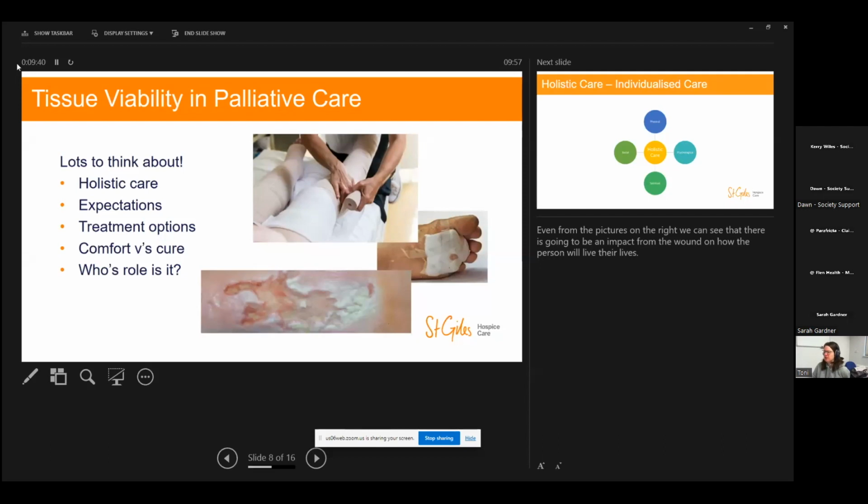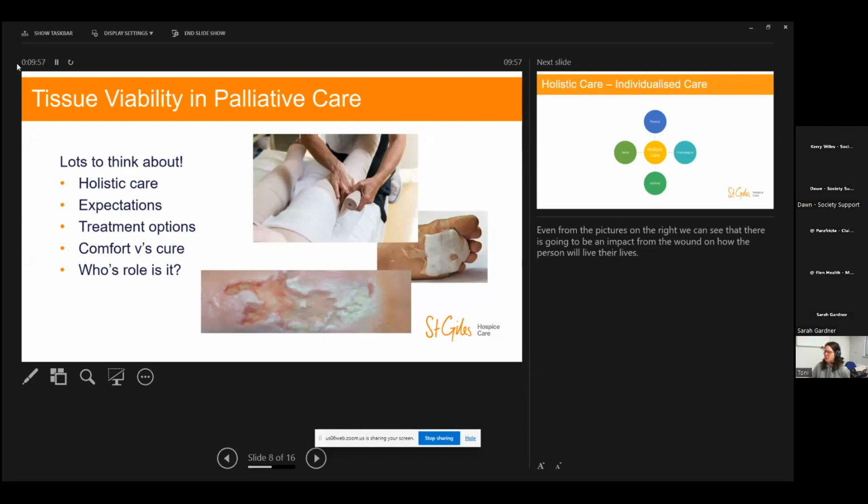Something to think about in terms of expectations. So, and whose expectations, are people expecting for their wounds to heal? Are they expecting them to get worse? What is their expectation of you as a caregiver?